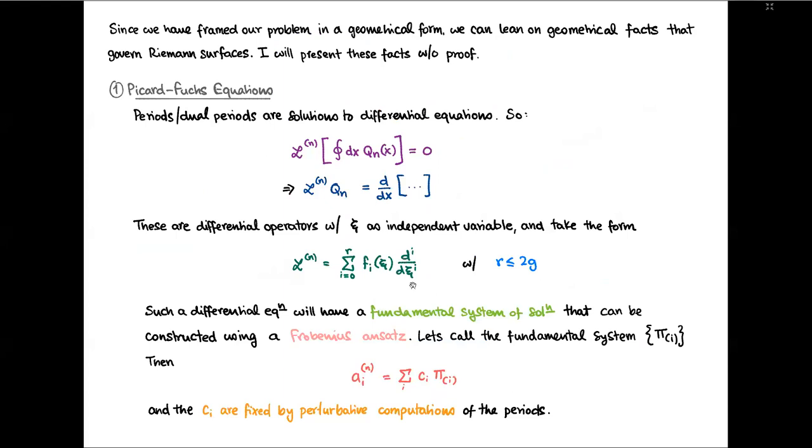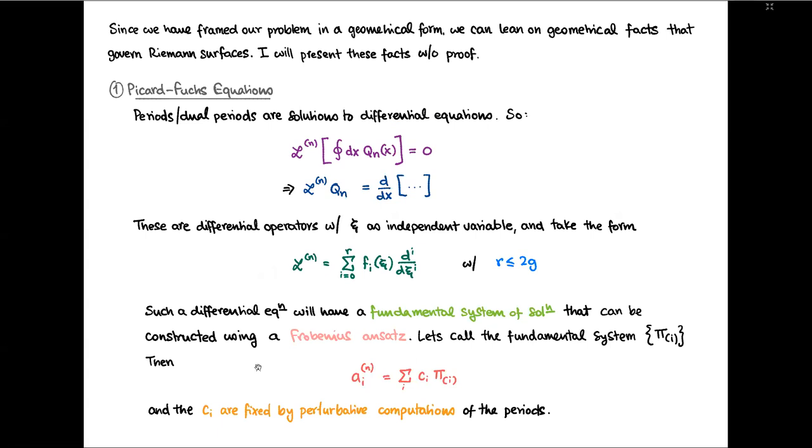And this is the differential operator in xi. In the genus one case, this is all very easy to see because you're going to have a second order differential operator, and it's going to have two solutions. One of them is going to correspond to the A cycle, and the other to the B cycle. So when you construct a fundamental system, it's easy to show that the periods are linear combinations of elements in the fundamental system, and these coefficients ci are fixed by perturbative computations, just the usual way we solve differential equations.